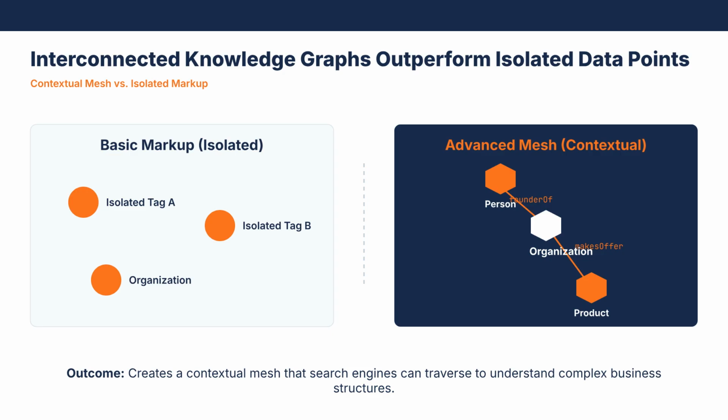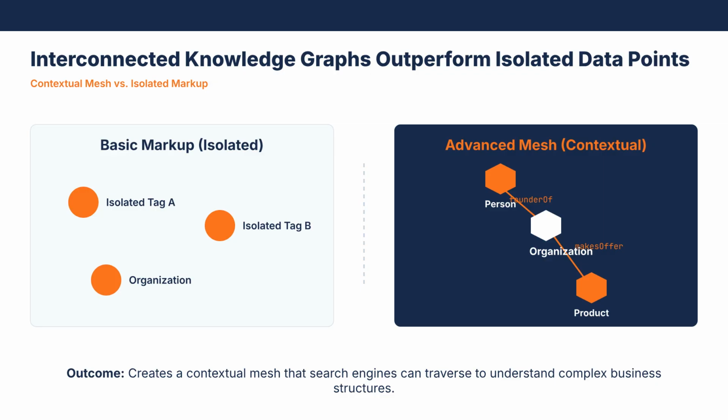They're not looking for isolated facts anymore. They're trying to build a knowledge graph, a connected understanding of your business. The more relationships you define through schema, the easier it becomes for Google, AI Overviews, ChatGPT, Gemini, and other AI systems to understand who you are, what you offer, and why you're relevant.